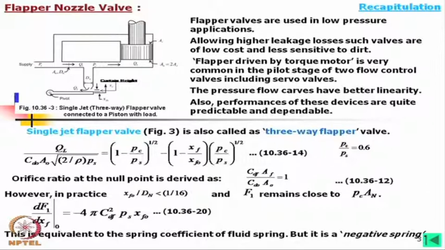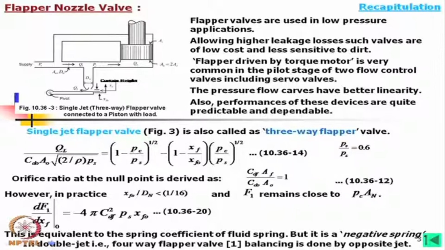What does it mean? In case of a positive spring, the force increases when this is compressed, but here it is the other way. In that case, if we reduce the length, then the force will increase, and due to that control becomes a problem. So, how is it controlled?